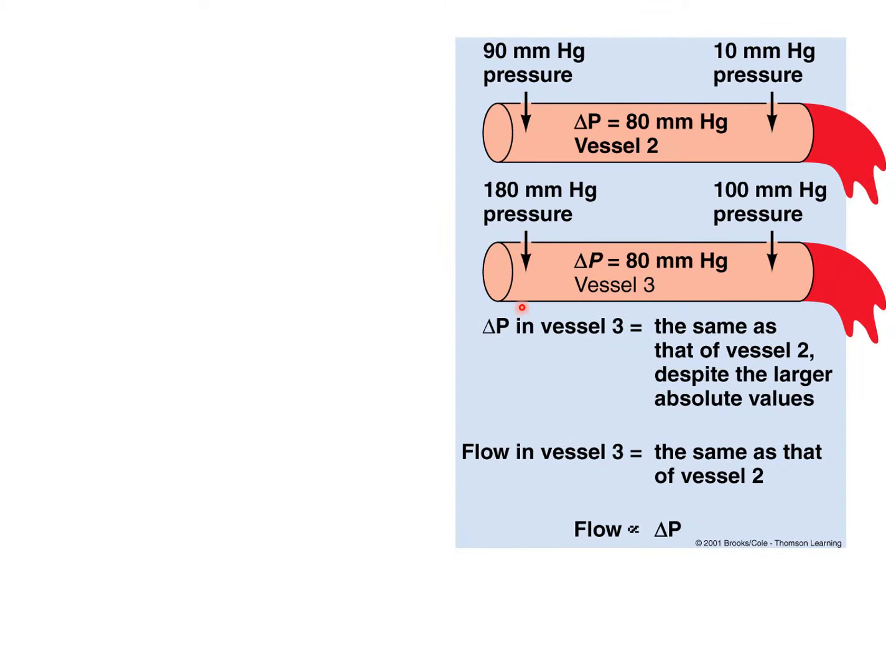Flow is not related to just the number of the pressure. So, 90 to 10 is a drop of 80. 180 to a drop of 100 is still 80, even though the numbers look bigger. So it's proportional to delta P, not the absolute pressure.